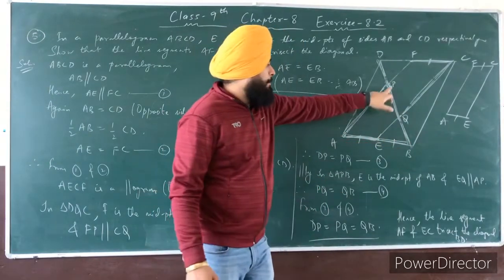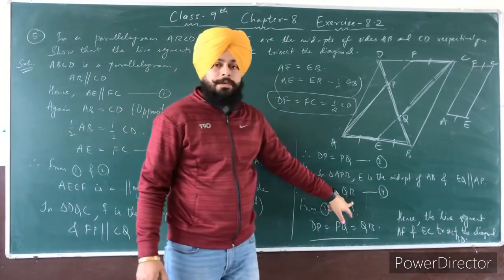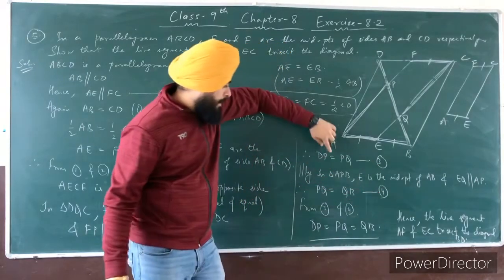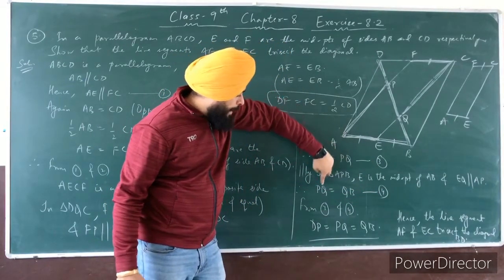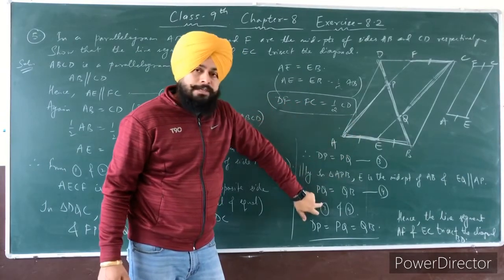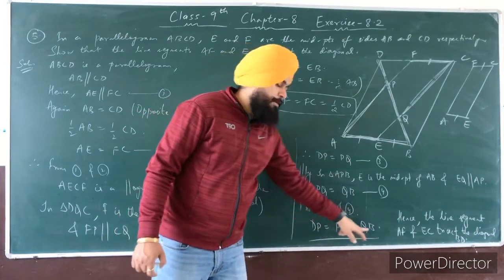Or you can write here PQ is equal to QB. See here, PQ is equal to QB. Take this equation number 4. Now from equation number 3 and 4, you can see here DP is equal to PQ and PQ is equal to QB. It means common side is here PQ. So that's why DP is equal to PQ is equal to QB.